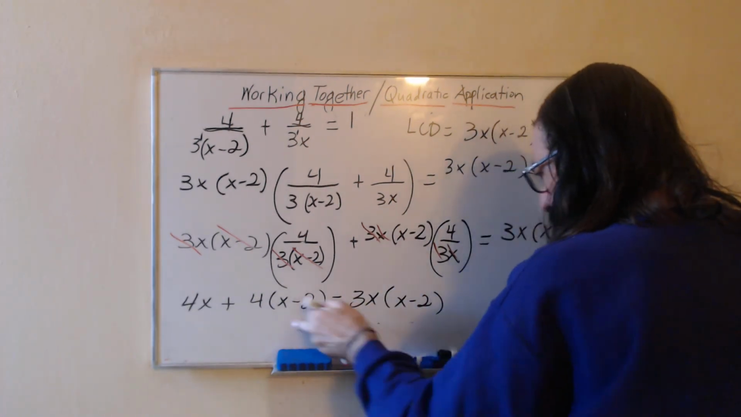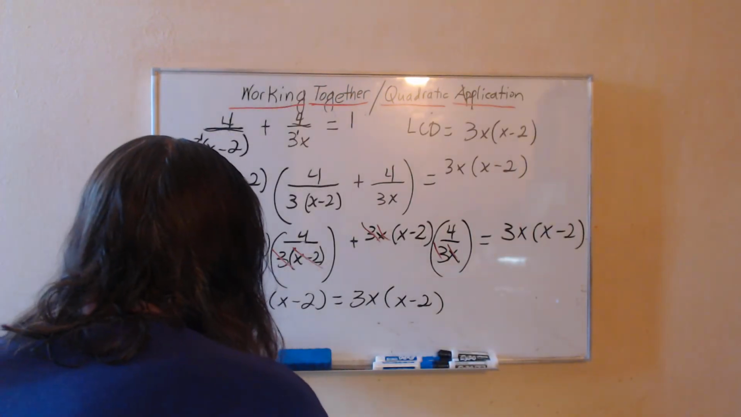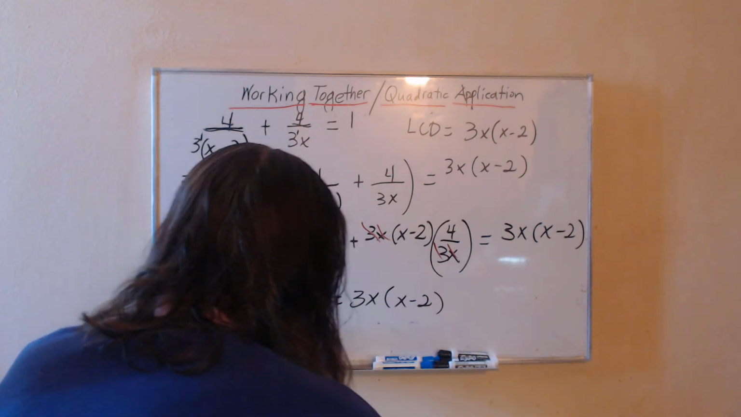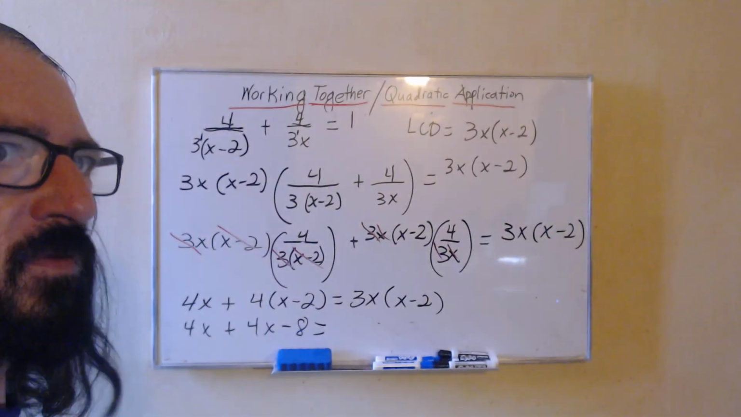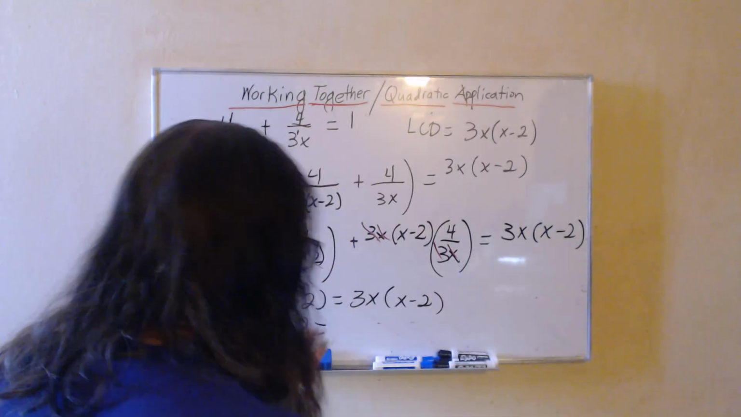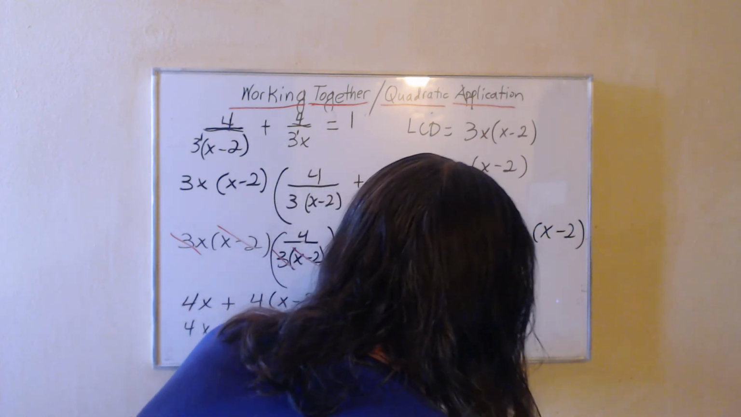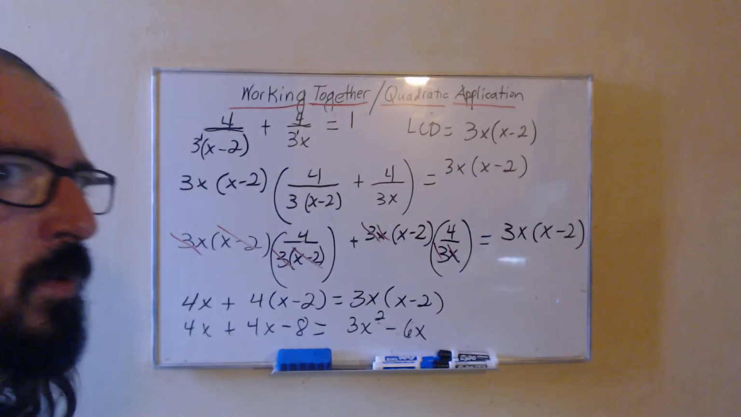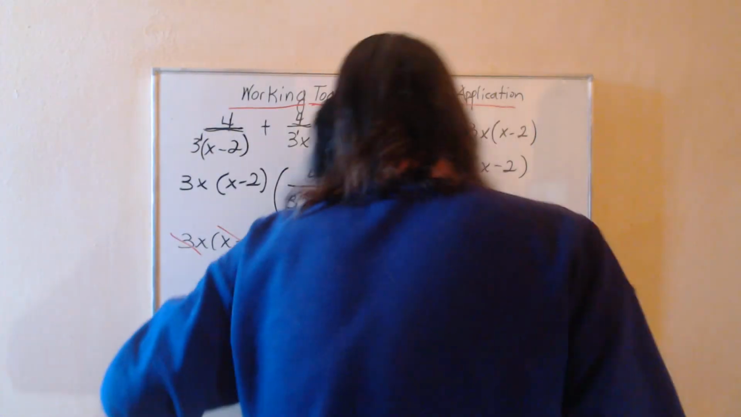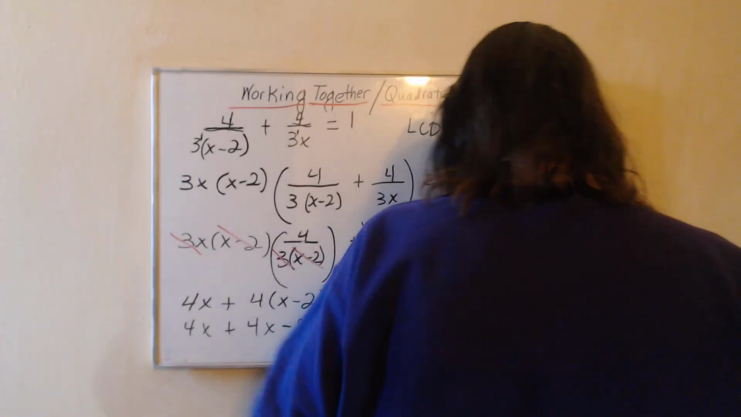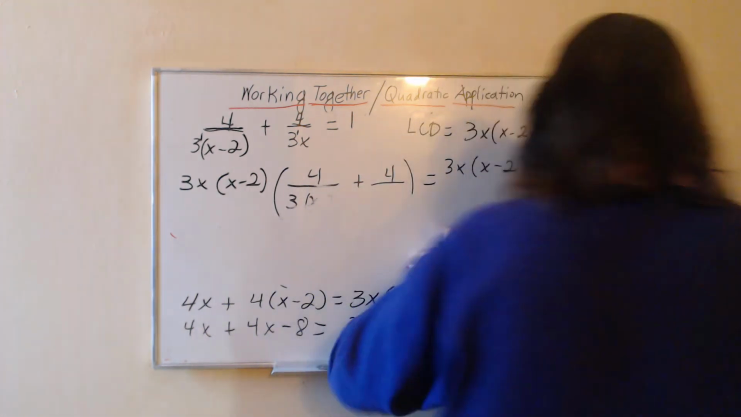Now I'm going to do a little more distributing, the 4 on the left hand side, distributing the 3x on the right hand side. And now we can see that we are dealing with a quadratic equation. So I'm going to get everything on one side equal to 0.